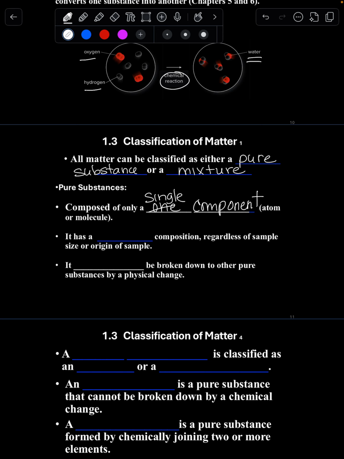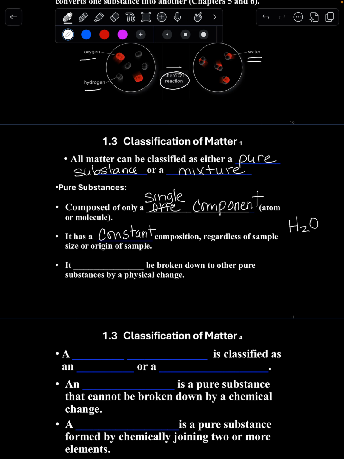It has a constant composition. An example of a pure substance would be water. Water is always made of 2 hydrogens and 1 oxygen. So H2O is the chemical formula for water. It doesn't matter how much water you have, whether it is a glass of water or a pond full of water. Water still has a constant composition. It's made of 2 hydrogens and 1 oxygen.